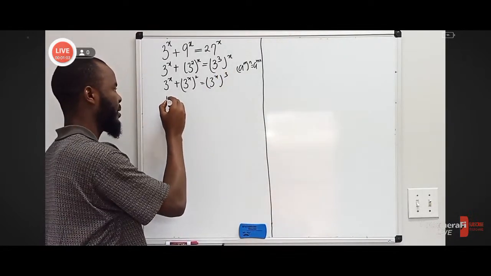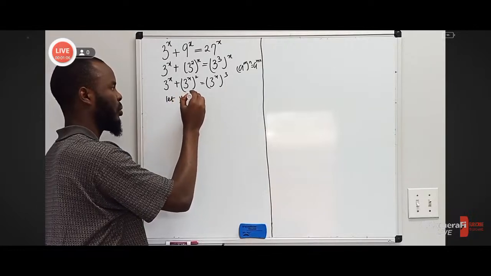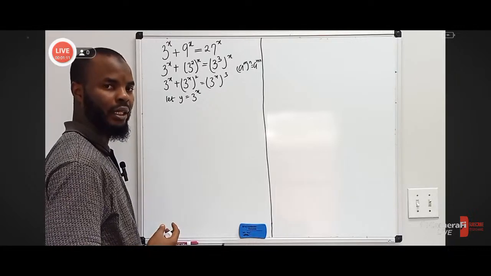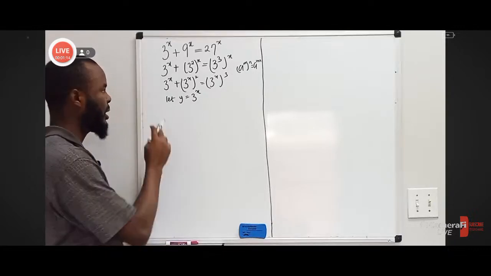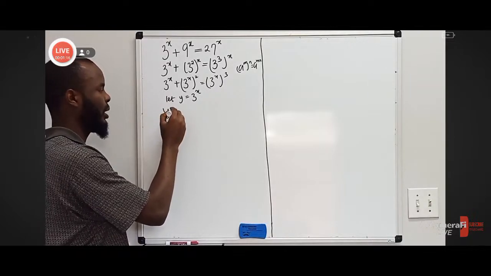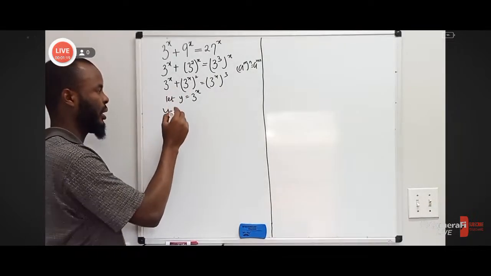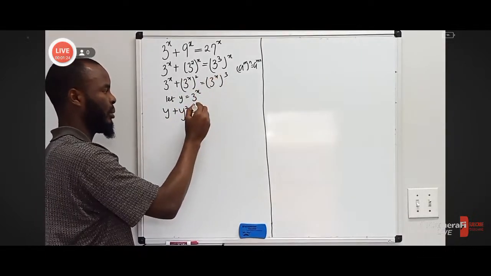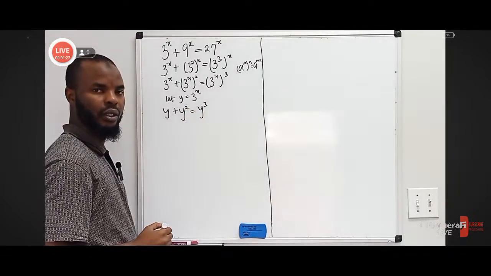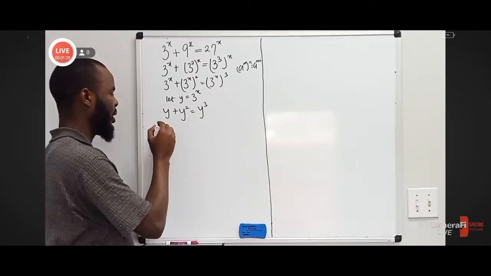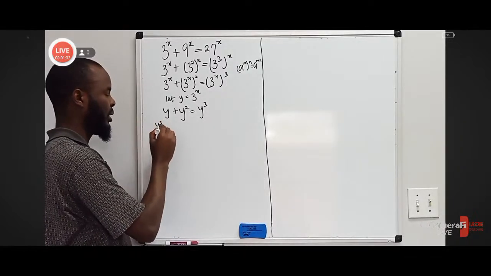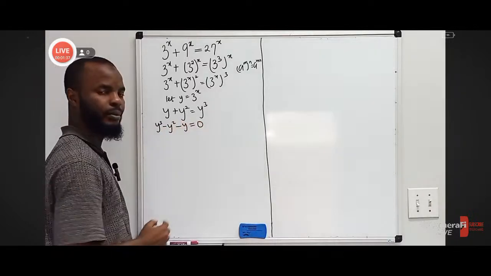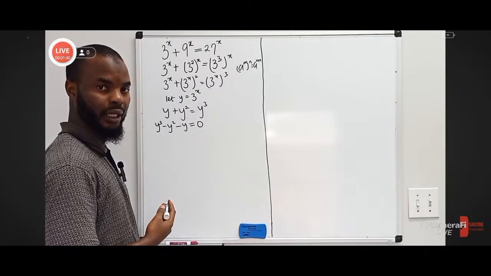Now let y be equal to 3 to the power of x. Now we're going to plug in y when we see 3 to the power of x. So doing that, here I'm going to have y plus y to the power of 2 equal y to the power of 3. Okay, so now rewriting this equation, here we have y to the power of 3 minus y squared minus y equals 0. Now we form an equation like this.